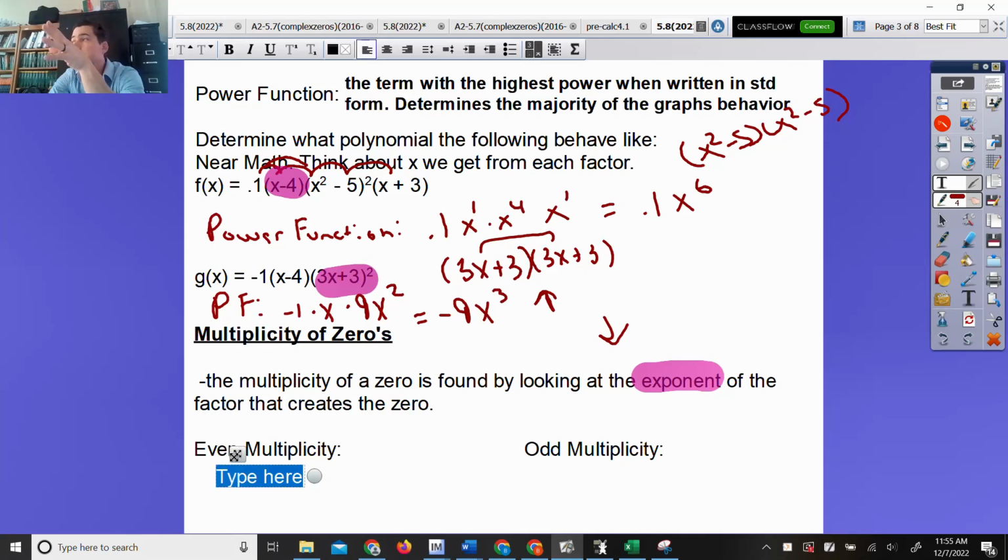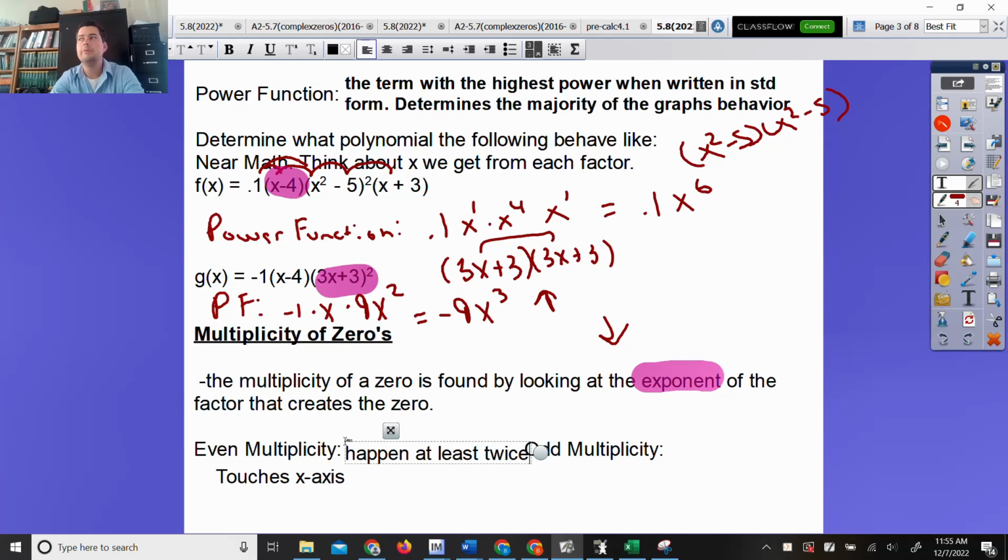Does everybody know what an even number is? I hope so. Do you remember what even multiplicity does on a graph? It touches, right? Even multiplicity touches the x-axis. And it is even. And the definition of even is we happen at least twice.